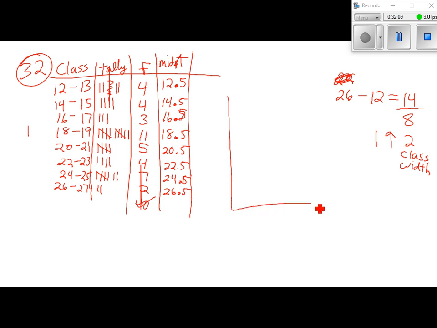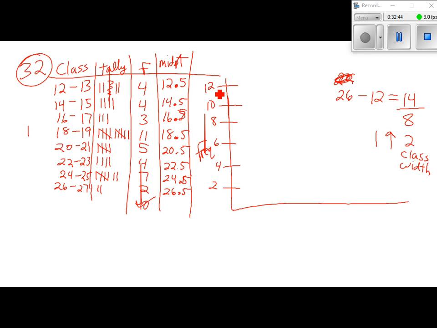Our histogram's going to look like this. Mine might not look the greatest. Not a lot of room for that. Frequency is going to go up the side over here. Our frequency goes from like 2 up to 11. So I might just go like 2, 4, 6, 8, 10, 12, to try to make it so it's not quite so big.